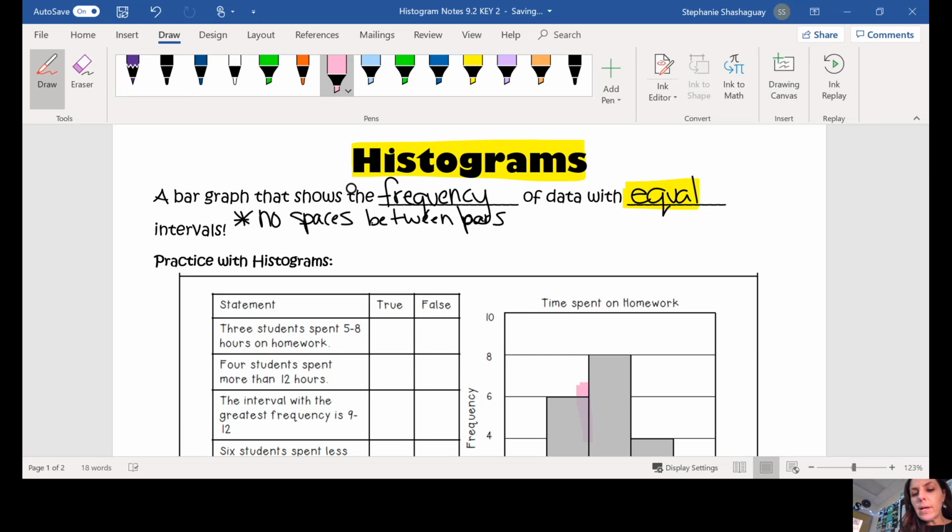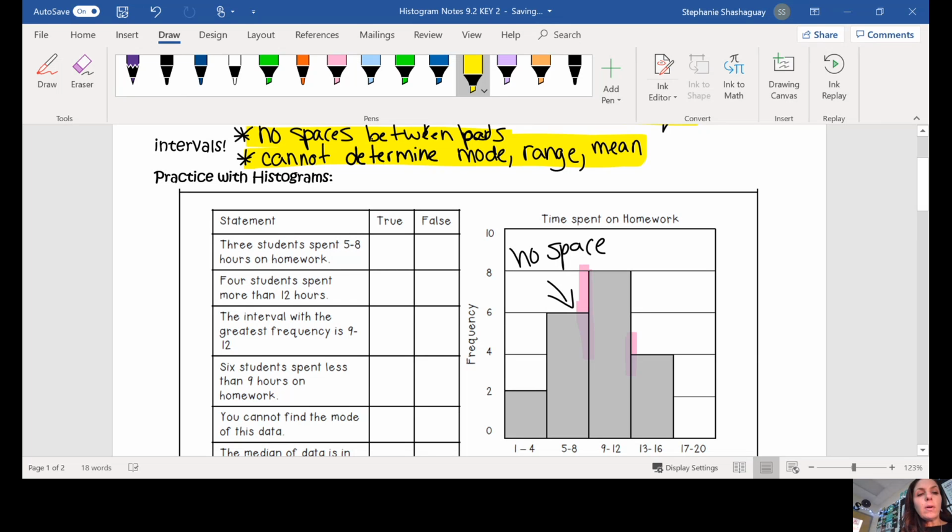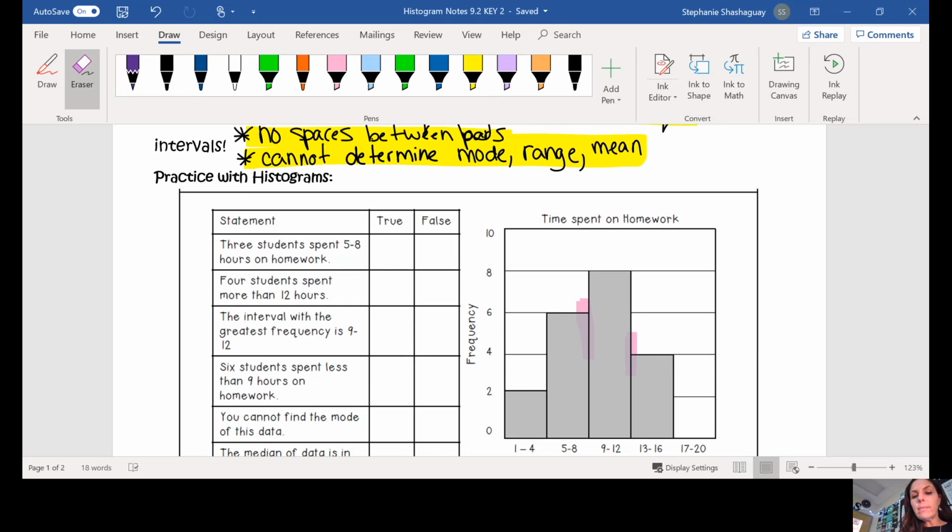What I'm talking about here are the bars on your graph. There is not going to be any space there with a histogram. Also, something to keep in mind with a histogram is that you cannot determine the mode, or the range, and you can't really even determine the mean. Those are all things that you cannot determine with a histogram. They're a good display of data, and there are reasons why we use them, but you would not use a histogram to determine those specific values that we talked about yesterday a little bit.